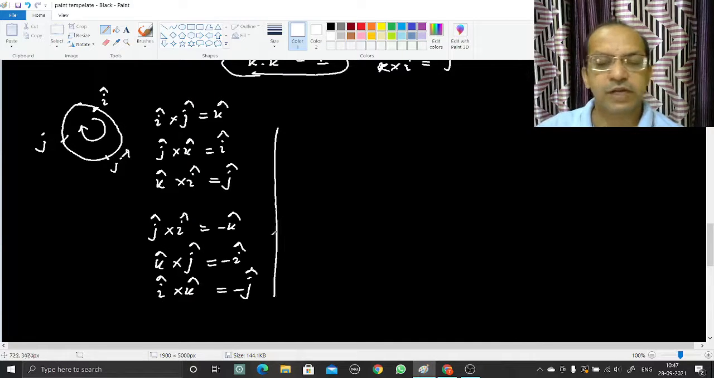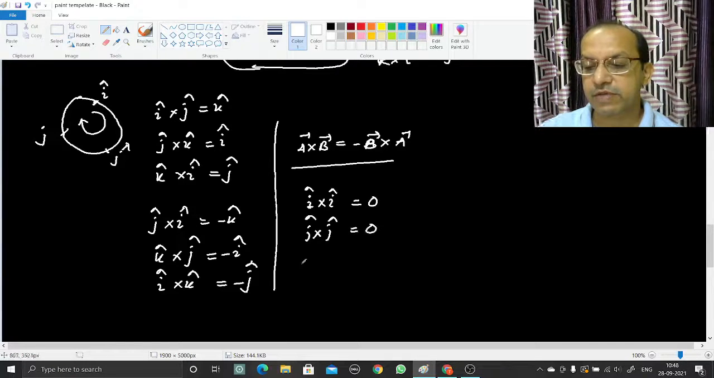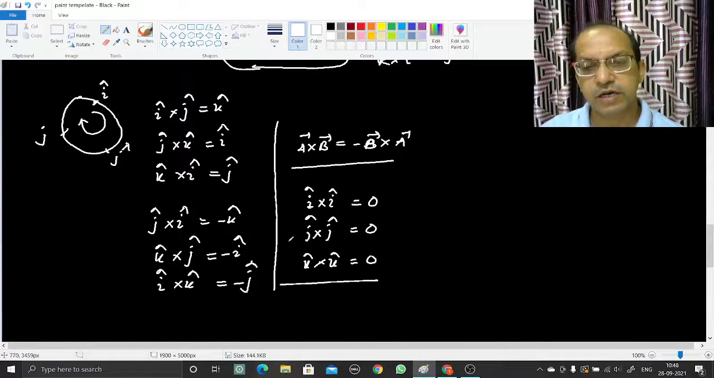This can be found from the fact that a cross b equals minus b cross a. The cross product of the same vector, that means parallel vectors, i cross i will be 0. The cross product j cross j will also be 0. The cross product k cross k will also be 0. This way we have finished the dot product and cross product.